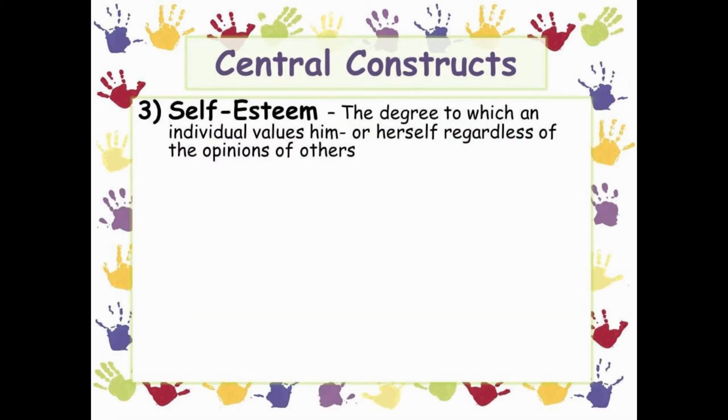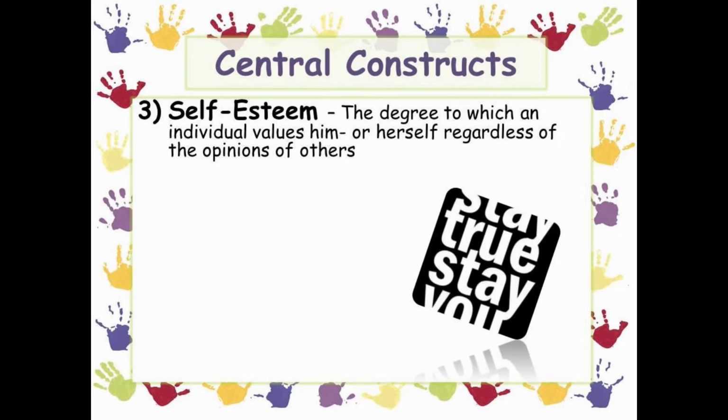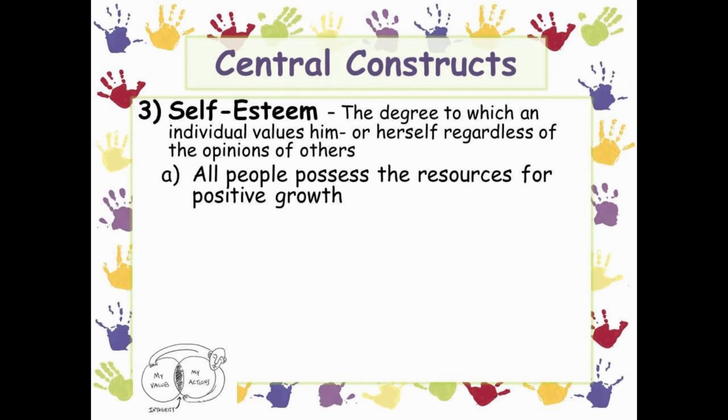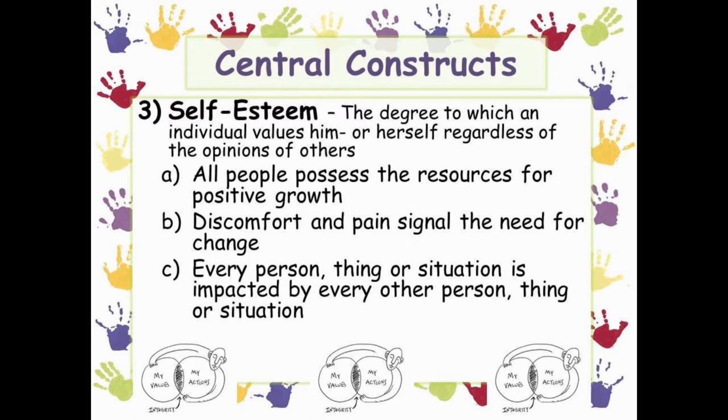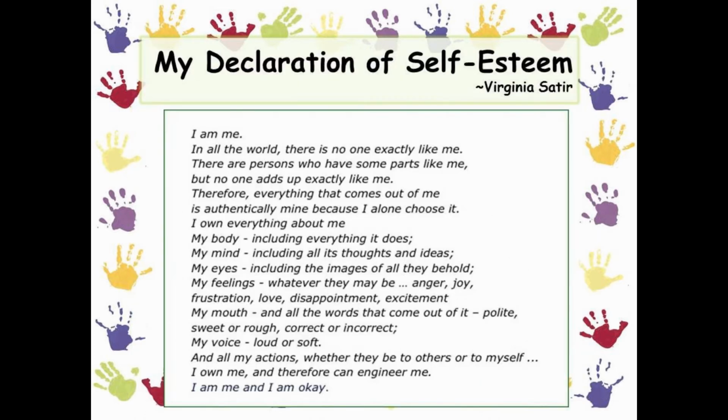Now the last central construct is self-esteem, which is the degree to which an individual values him or herself regardless of the opinions of others. All people possess the resources for positive growth. Discomfort and pain signal the need for change, and every person, thing, or situation is impacted by every other person, thing, or situation. In fact, Satir wrote her own declaration of self-esteem. Please pause the video to review.